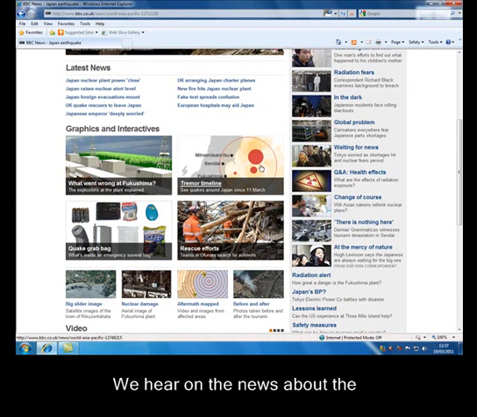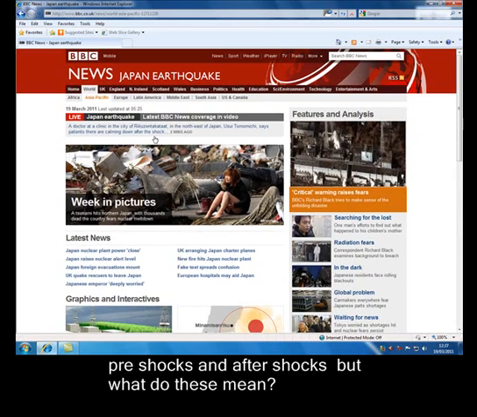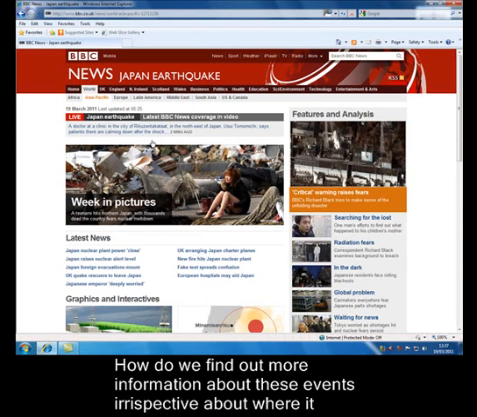We hear on the news about earthquakes, pre-shocks and aftershocks and all that, but what does it actually mean? What are these things we can see? How do we find out more information about the things which are happening to the earth itself, irrespective of where it is, be it Japan or New Zealand, or Chile, anywhere in the world?